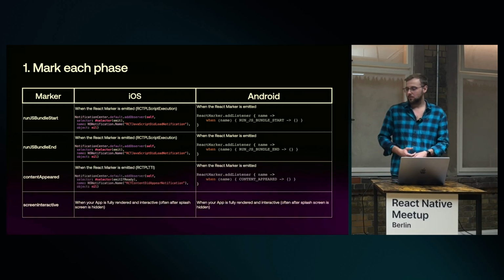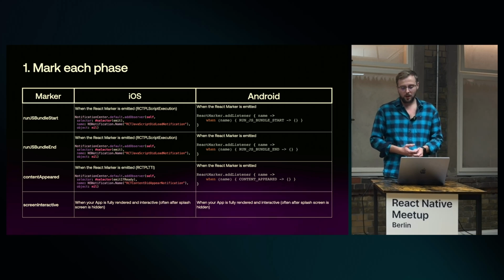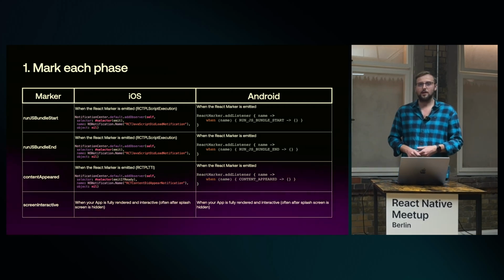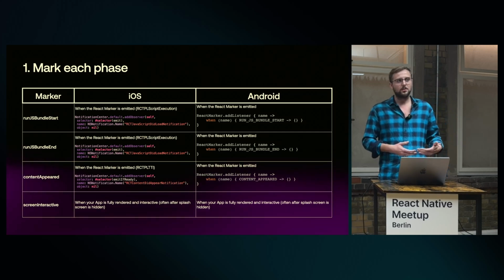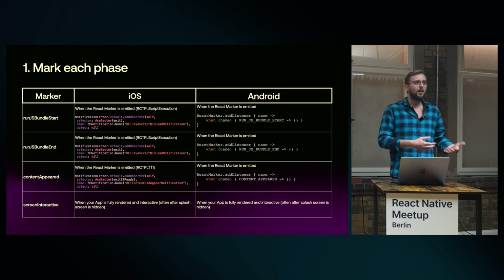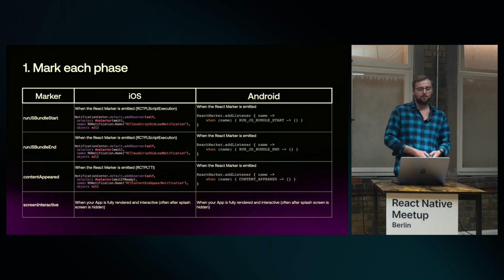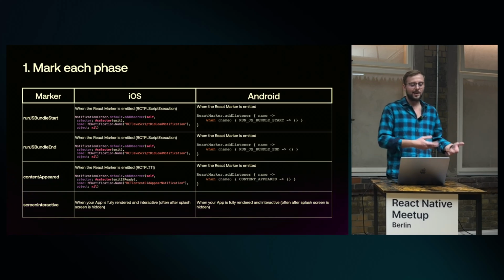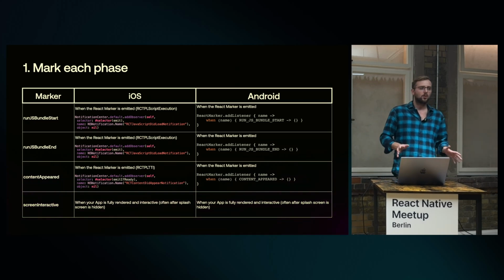And the same principle applies to the content appeared marker, but there's no generic place to define the screen interactive marker. It's specific to each application, so usually you know best when you consider your app interactive. I often mark this moment as when the splash screen disappears, but that's not always the case.